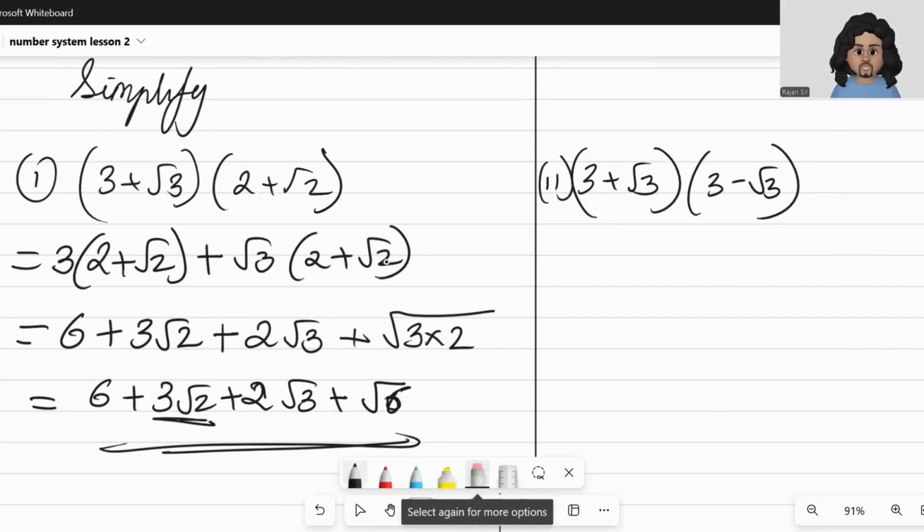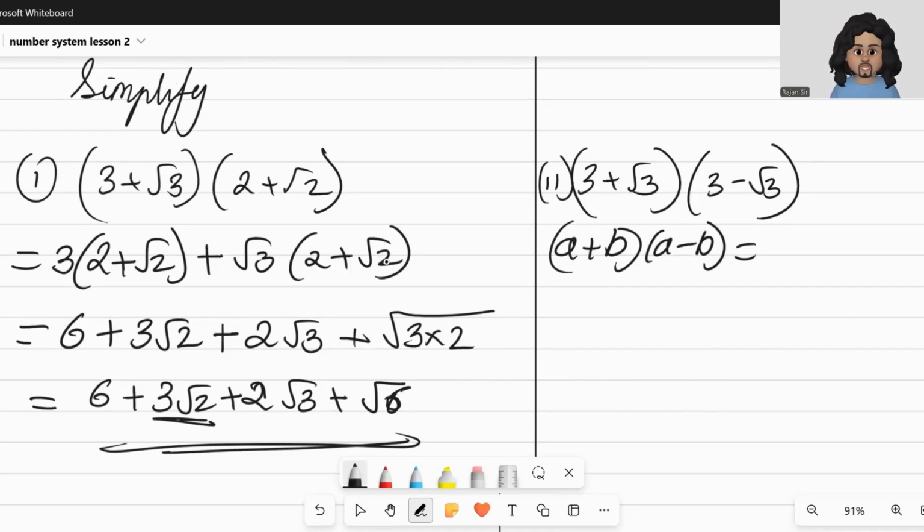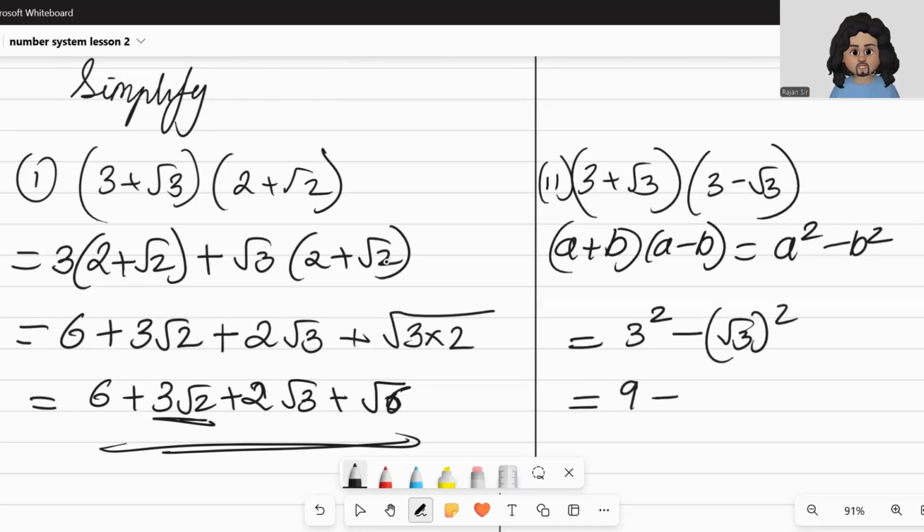So in this case, you can see we have the same number, but this is in plus form, this is in minus form. This reminds us of the formula a plus b and a minus b. And this formula is the most important formula in this particular type of operations on irrational numbers or root numbers. So better you learn this one. We have a square minus b square. So in this case, we can say this is 3 square minus root 3 square. Now 3 square is 9 and root 3 square is 3 only. You cancel square and root and you get 6. So this is your answer.